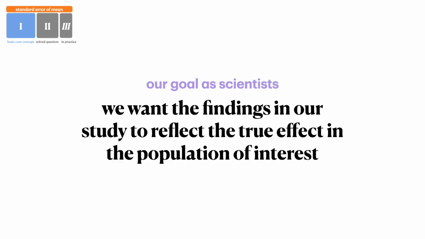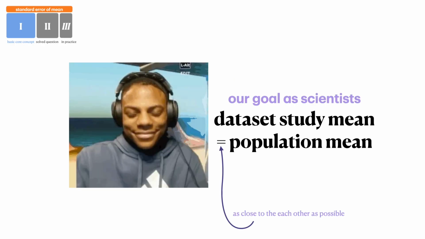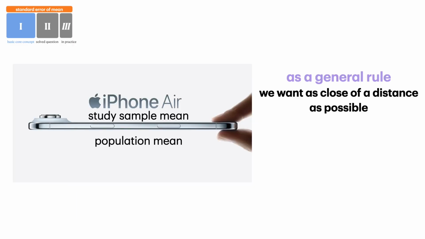So as scientists, as researchers, our goal is that we want our findings in our study to reflect the true effect in the population of interest that we have. So what I'm trying to say, in a roundabout way, is that we want our dataset study mean to equal the population mean, but obviously that's never going to happen. So we want the means to be as close to each other as possible. We want the distance between the study sample mean and the population mean to be as small as possible.